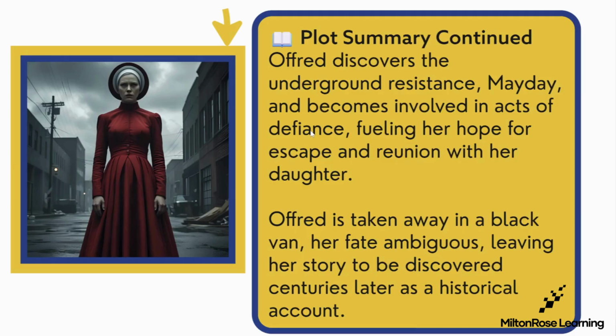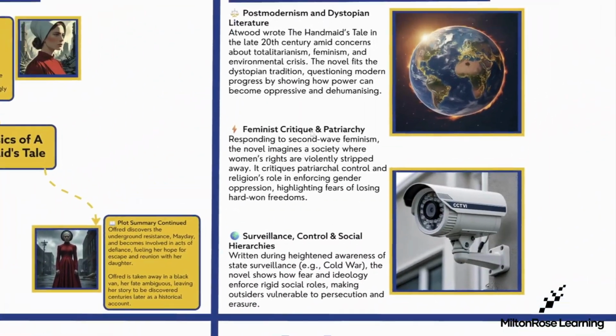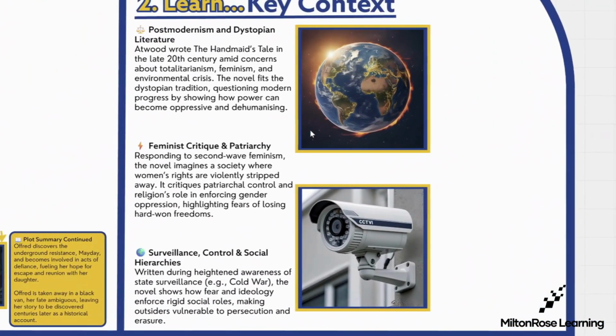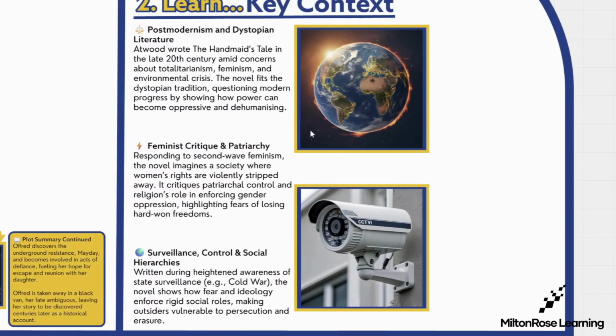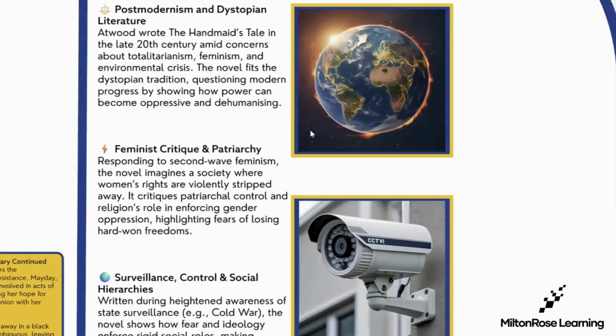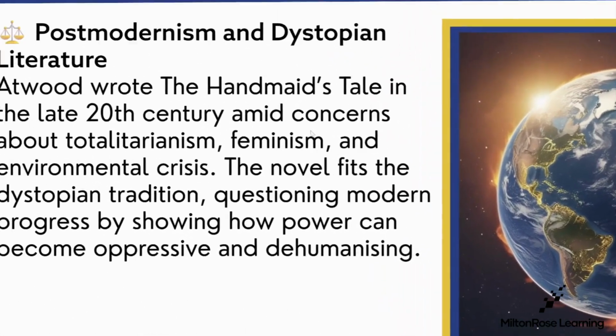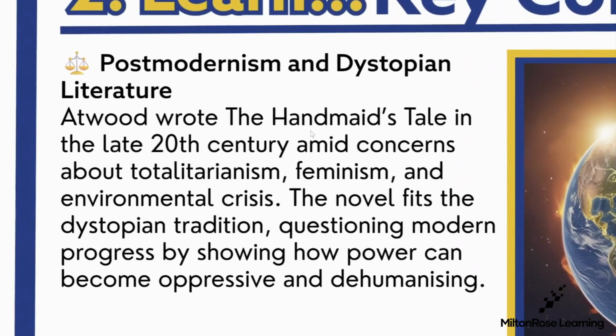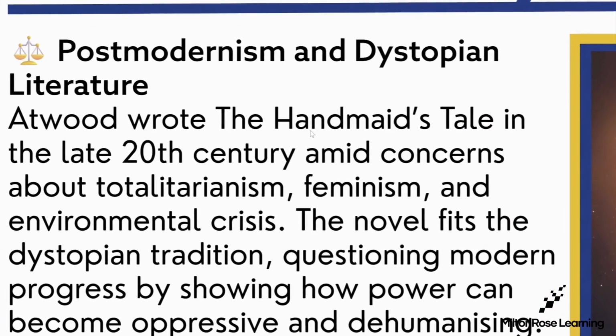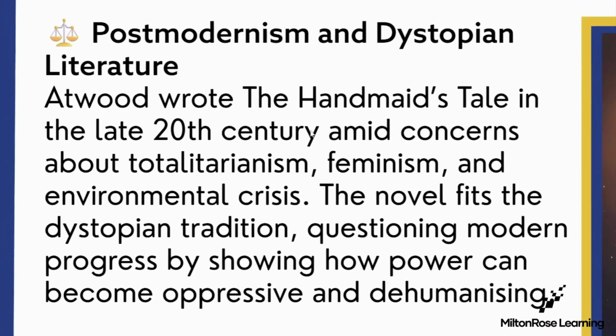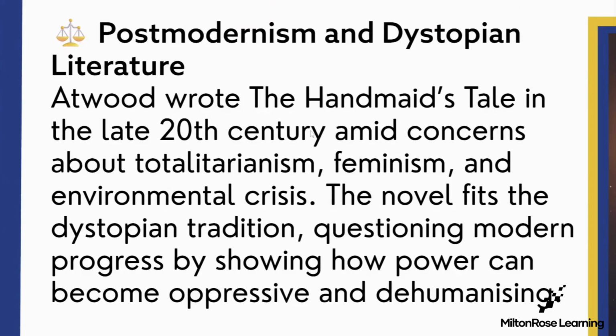Okay, now for the high marks, we want to talk about context. We've got three of the best bullet points here for context for this novel. And the first one that you need to know about is postmodernism and dystopian literature. So Atwood wrote A Handmaid's Tale in the late 20th century, and concerns about totalitarianism, feminism, and an environmental crisis, which is still barreling along today.